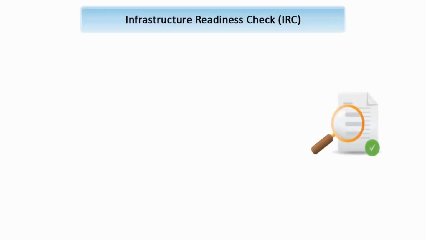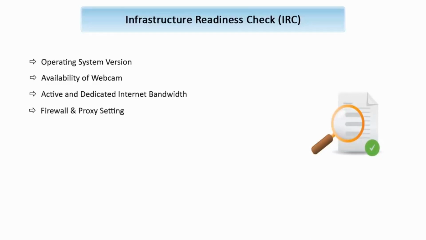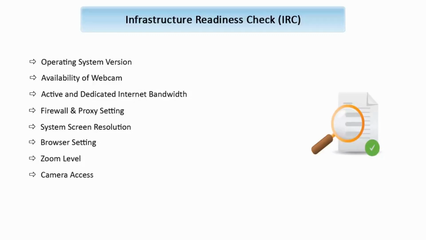Infrastructure readiness check. In this step, ensure that your systems and internet bandwidth and speed are checked against the requirement of taking the remote assessment. The following factors will be checked on your system. In upcoming slides, we will take a look at each of these parameters one by one.